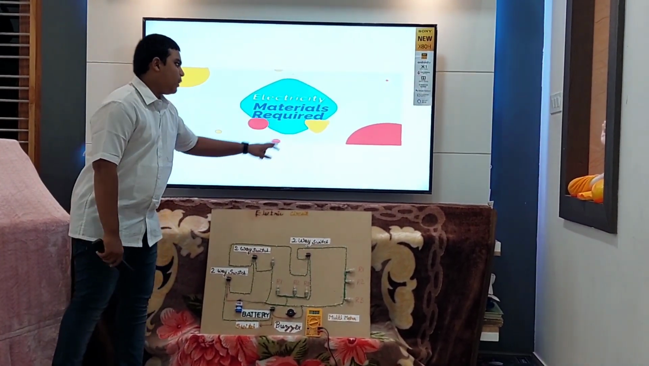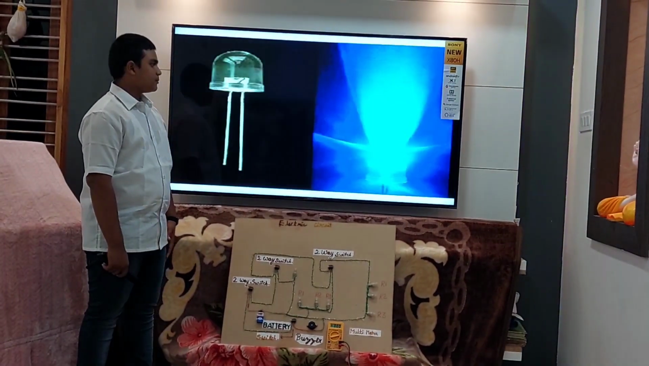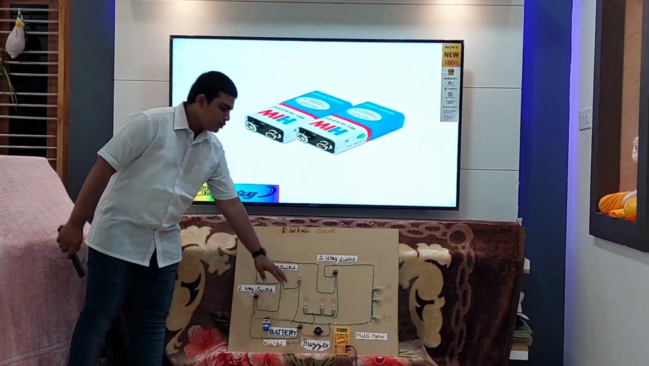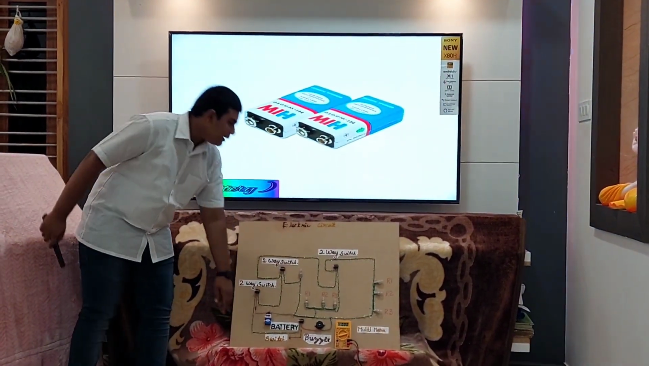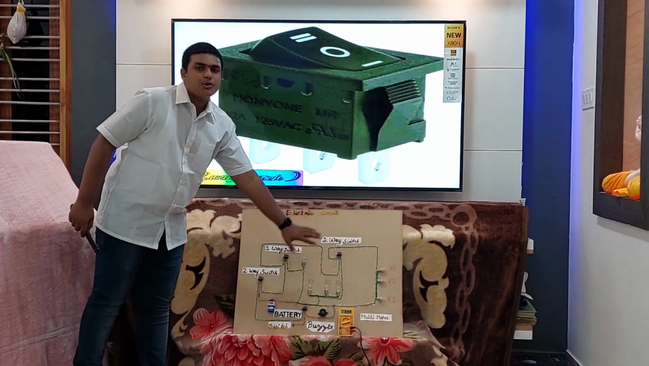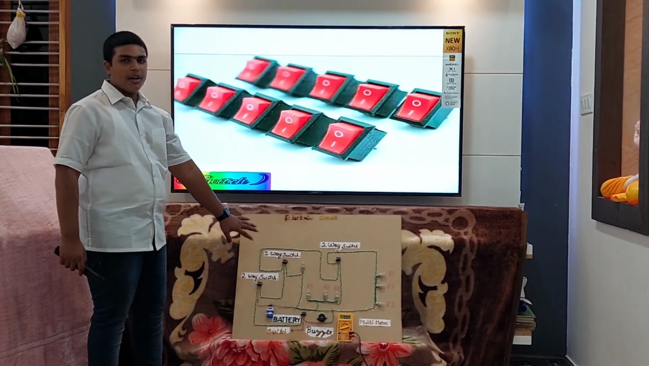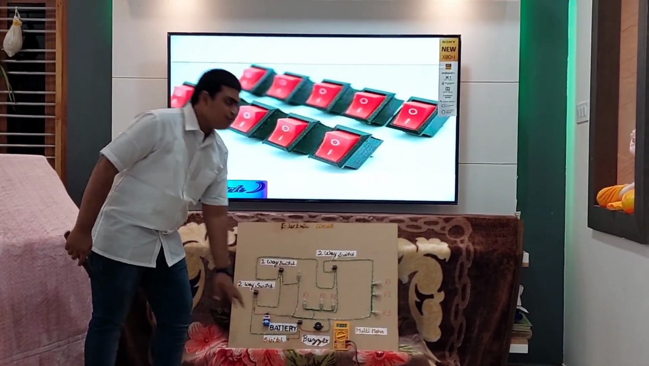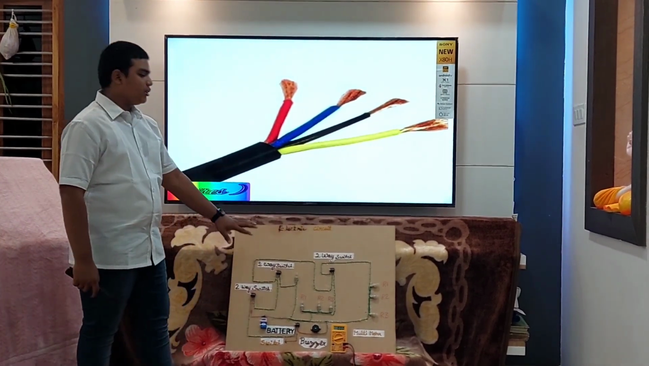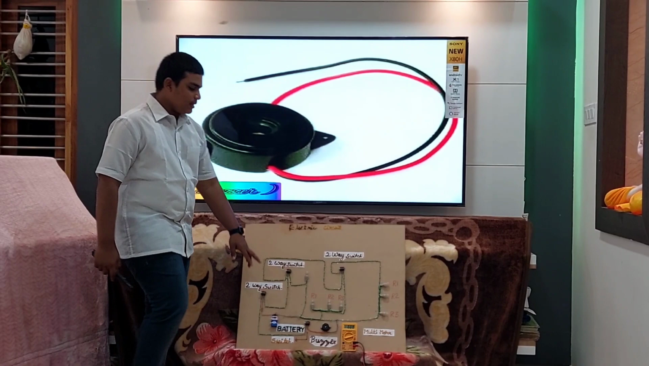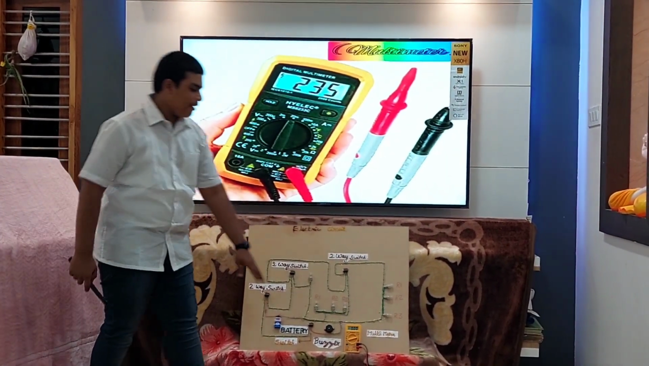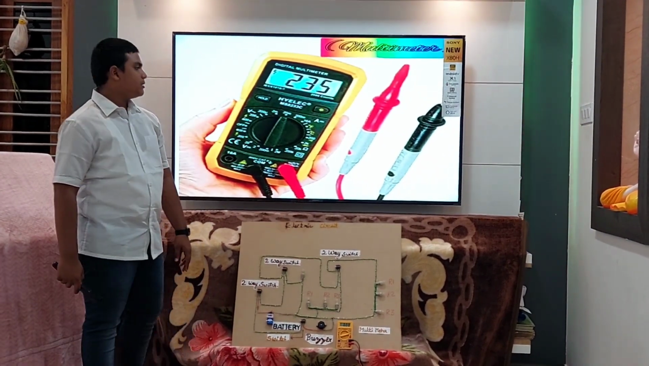Electrical materials required. LED lights, I have used LED lights. Battery. Two-way switch, I have used two-way switch for controlling the working model. Switch, I have used switch for simple circuit. Wire, I have used 1 meter of wire for this working model. Buzzer, I have used buzzer for simple circuit. Multimeter, I have used multimeter for checking the resistance.